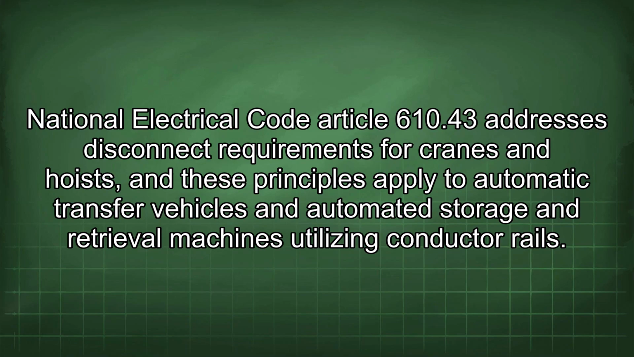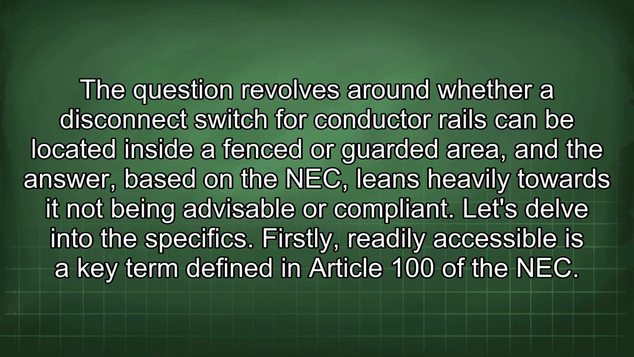National Electrical Code Article 610.43 addresses disconnect requirements for cranes and hoists, and these principles apply to automatic transfer vehicles and automated storage and retrieval machines utilizing conductor rails. The question revolves around whether a disconnect switch for conductor rails can be located inside a fenced or guarded area, and the answer, based on the NEC, leans heavily towards it not being advisable or compliant. Let's delve into the specifics.